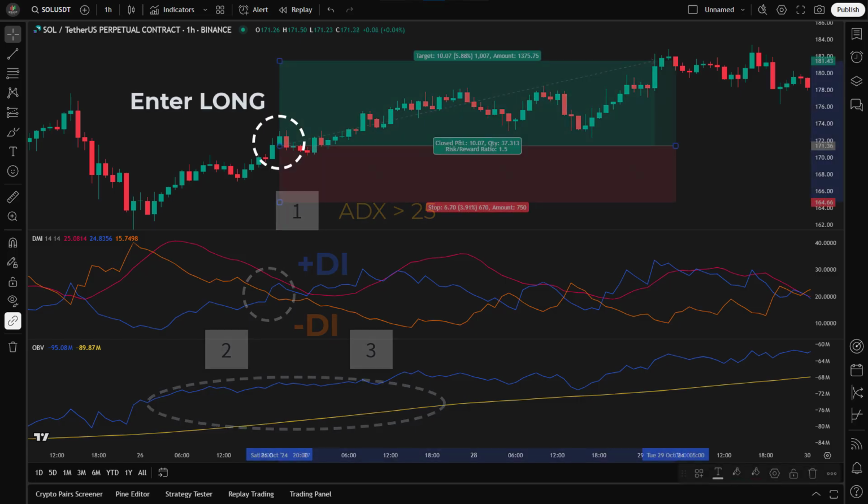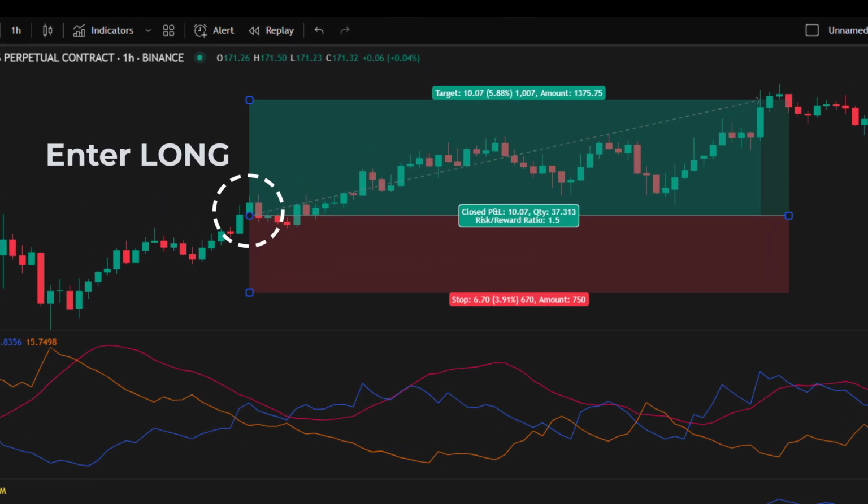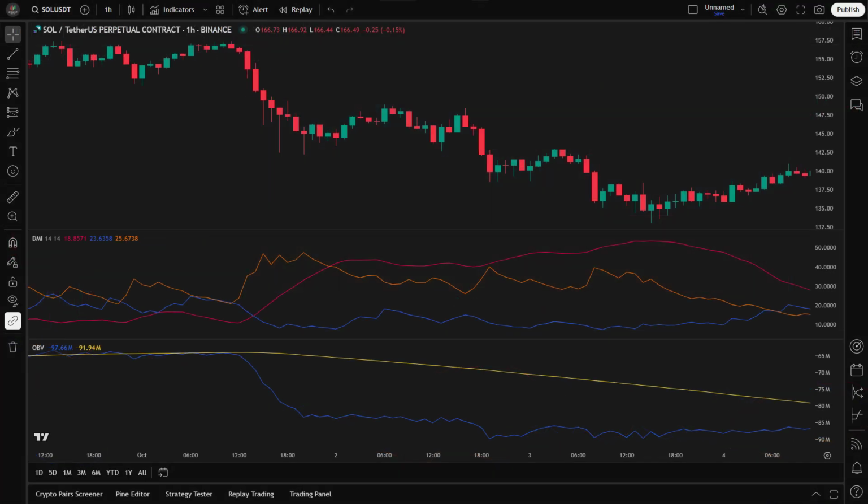We'll set the stop loss just below the signal candle using signal candle close, -2 ATR. For the take profit, we apply a 1.5-to-1 risk-reward ratio. The target is placed at a distance 1.5 times the size of the stop loss. If a candle closes above the take profit level, we exit the trade and lock in the profit. Next, let's take a look at short trades.